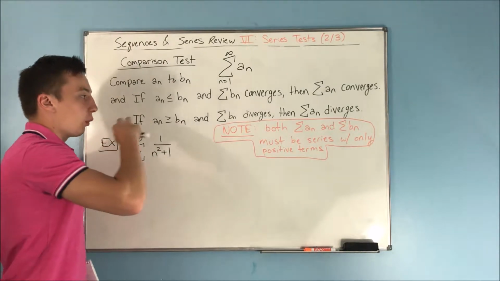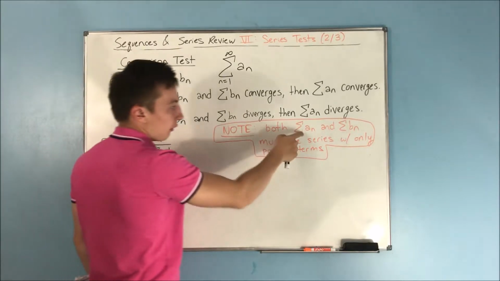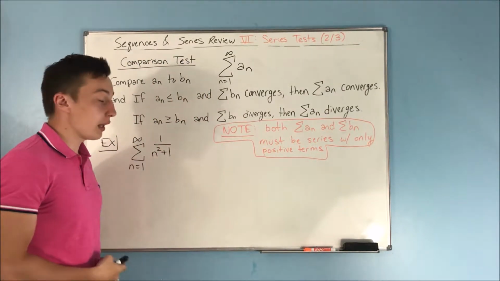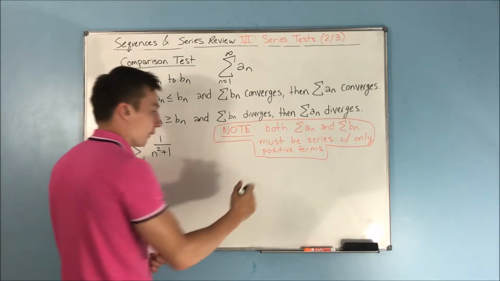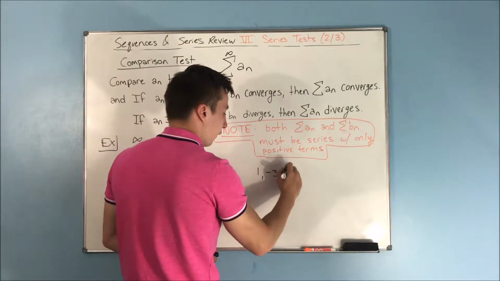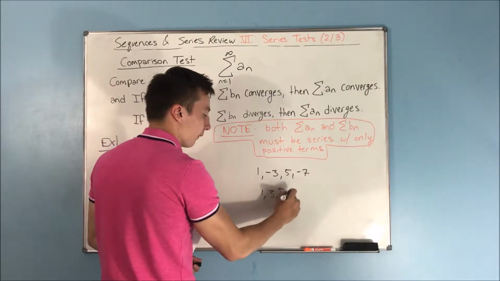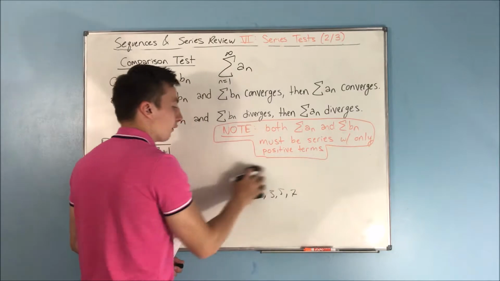One thing to note: both a sub n and b sub n must be series with only positive terms. So it can't be like 1, -3, 5, -7. It needs to be 1, 3, 5, 7. It cannot have any negative terms.